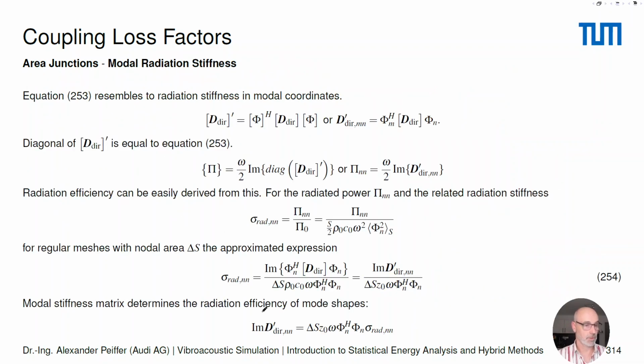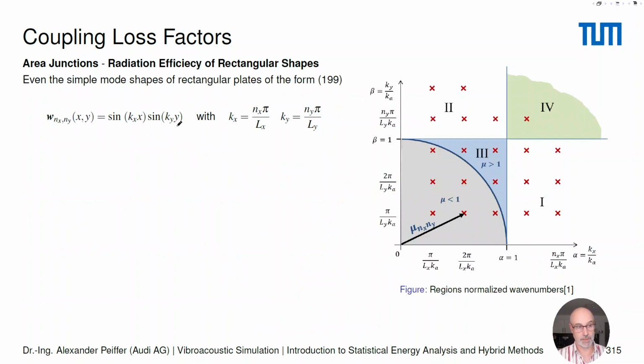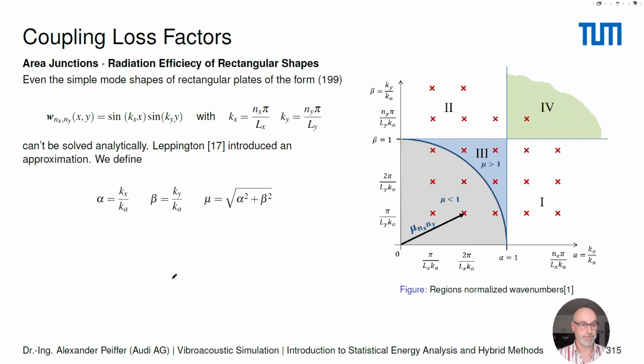I'm talking about the quantity here, which gives you the radiation stiffness. And here, this is what you have to solve in this analytical approach. However, Leppington has introduced an approximation for this, and he did some conversion. So the wave number is converted based on the acoustic wave number. It's normalized by it, using R and alpha and beta, which are described in this axis. And mu is the length of any position here in this square.